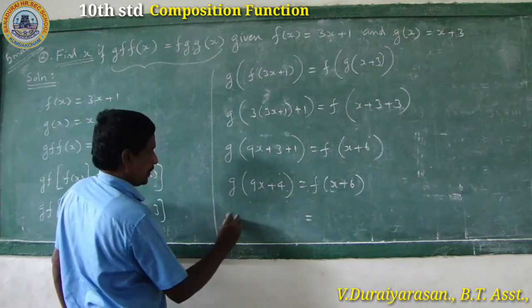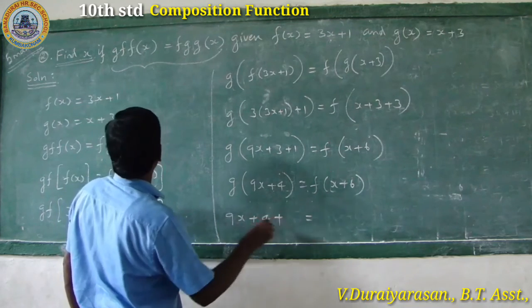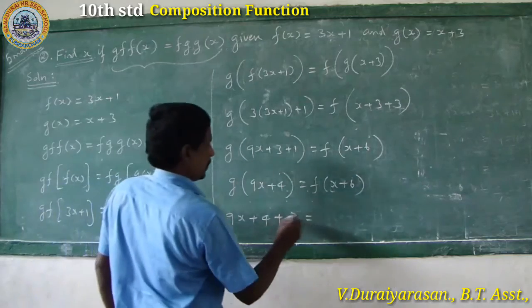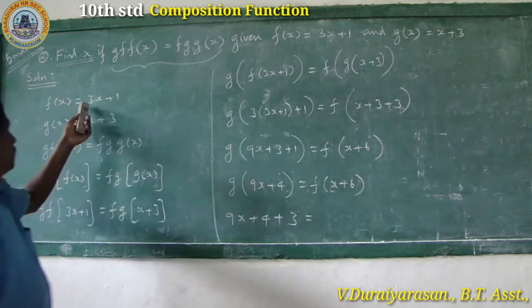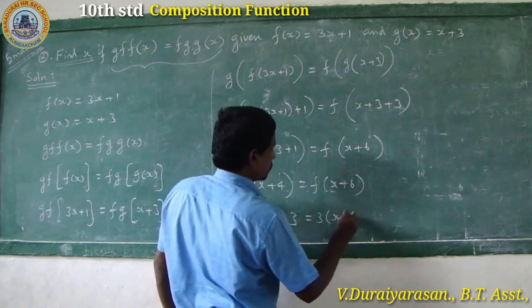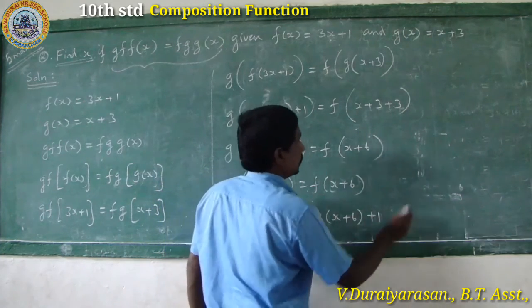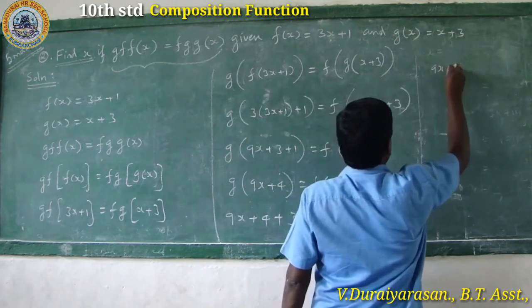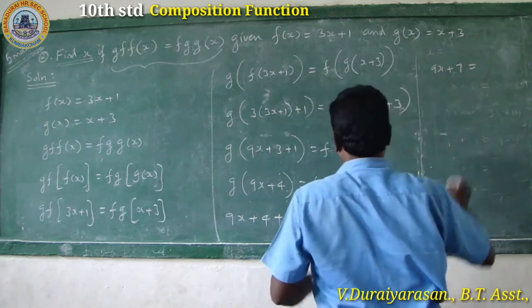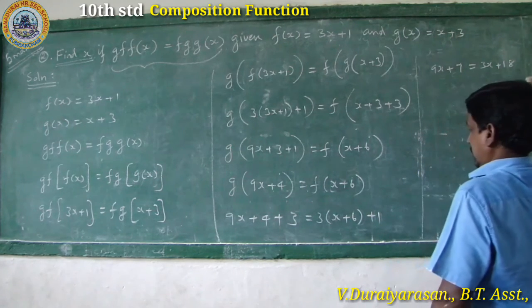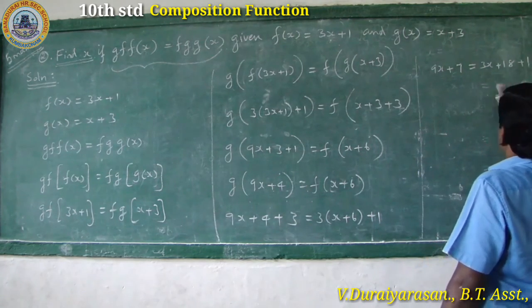So 9x plus 4 plus 3, multiply by 3 and add 1: 3 of x plus 6, plus 1. Simplify. 9x plus 7 equal to 3x plus 18 plus 1.